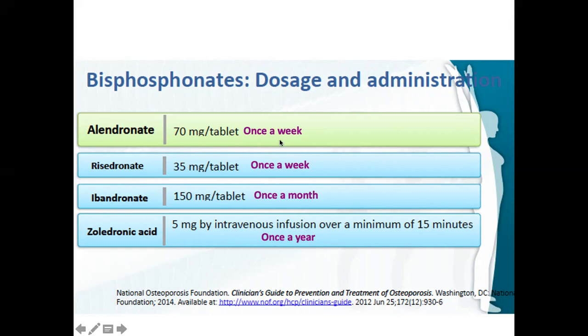Usually we give alendronate for a minimum of 5 years and then reassess. If the patient is still at high risk for fracture, then we continue. If the patient is no longer at high risk for fracture and the bone mineral density has improved, then we can actually stop treatment with alendronate after 5 years. If you give zoledronic acid, you can give it for 3 years. After 3 years, we will reevaluate and decide whether to continue or not.